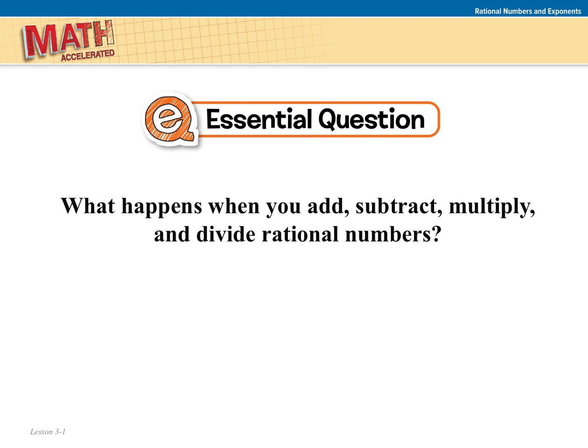All right, with this chapter, we have a new question. What happens when you add, subtract, multiply, and divide rational numbers? First, what's a rational number? A number that's terminating. What's that? A terminating what? Decimal. A terminating decimal is a rational number.